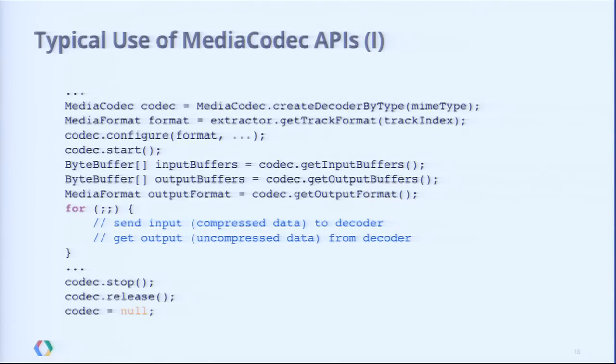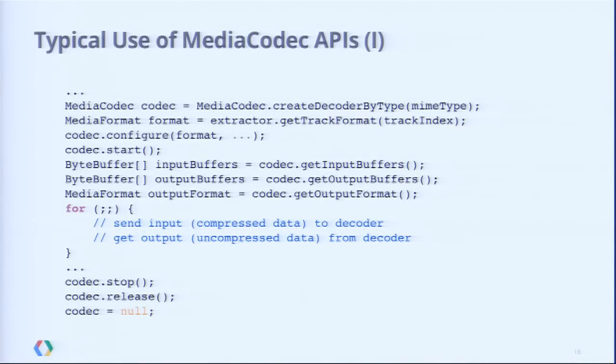So once this media codec is configured, you can just start the decoding process by calling start. After you call start, it is time to get the array of input byte buffers and the array of output buffers, okay? And you can also find out the output format for this media track.